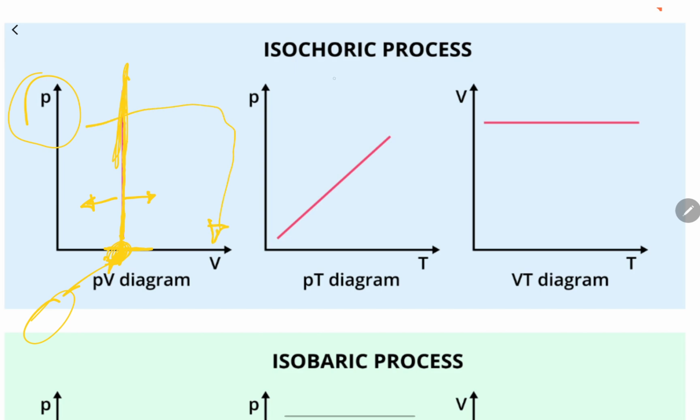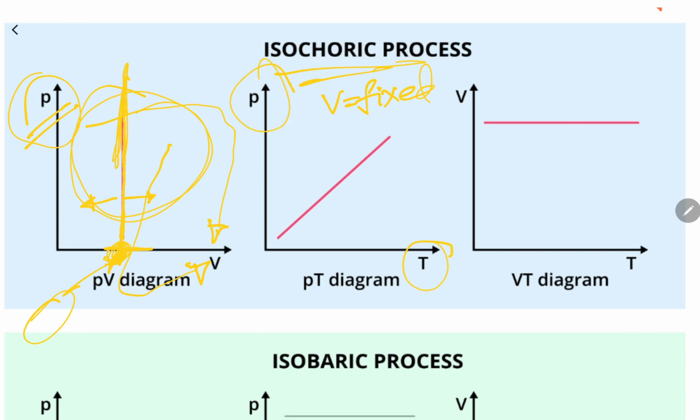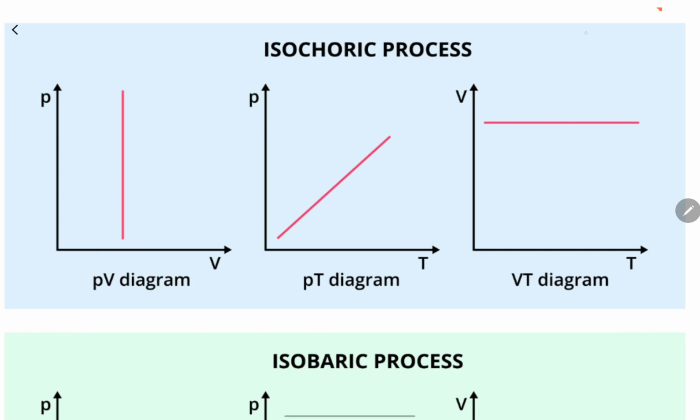Didn't I say that in isochoric process, volume is fixed? You can see that from this graph too: whether you increase the pressure or decrease the pressure, that does not affect the volume, that is fixed. So how about pressure and temperature? Well, it does change. You can see that it is a straight line, a linear line.